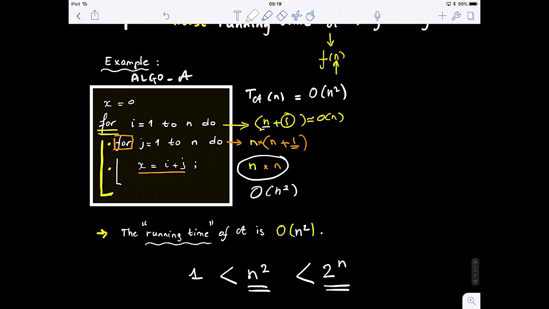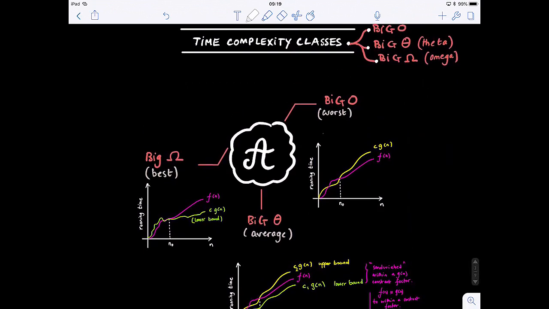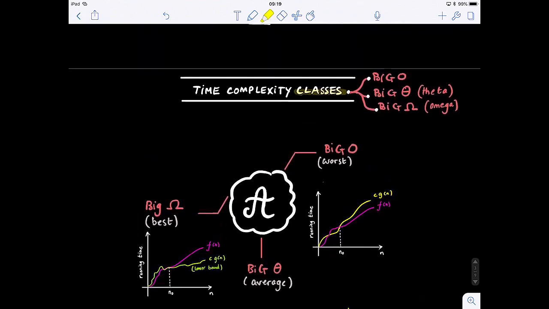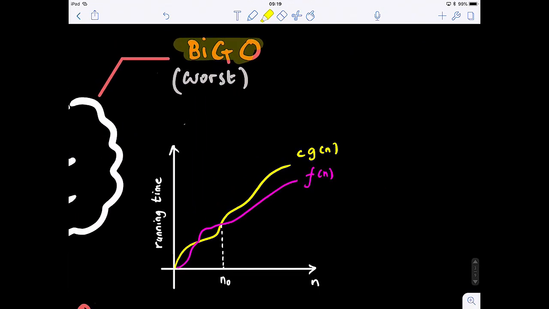Great. Now, today we're going to learn about time complexity classes, other classes. So far, we have looked at the big O notation. This is how we can graph it. We're looking at the upper bound. We're trying to find an upper bound to the time complexity of our algorithm, approximated.